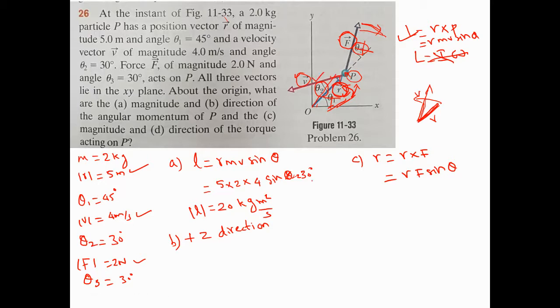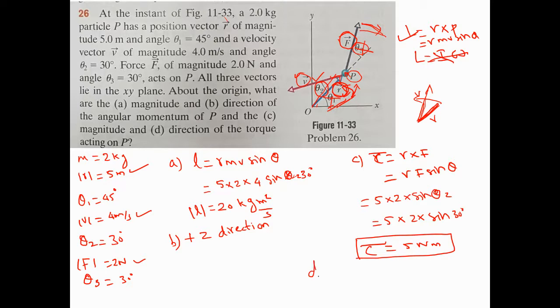Yes, you're right. So how can I write it? My R value is given in the question as 5 meter. My F value is given as 2, and sine of theta 2 is sine of 30 degrees. So 5 multiplied by 2 multiplied by sine 30 degrees gives you 5 Newton meters. What is my torque? My torque tau is equal to 5 Newton meter.